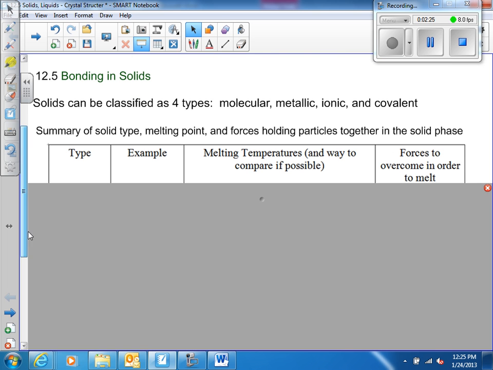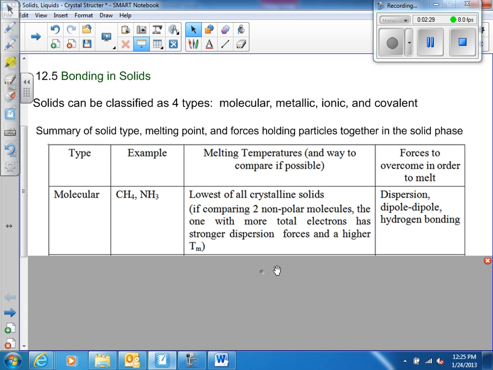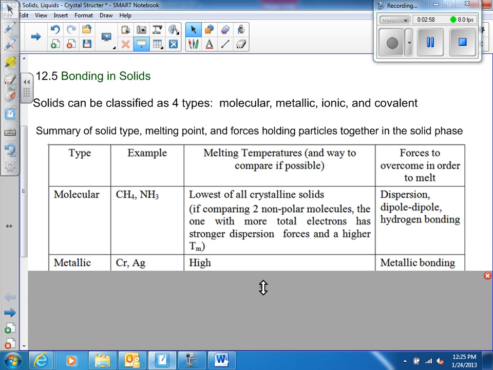All right, so first, molecular. We've actually discussed molecular in section 12.2. Molecular solids have three types of forces: dispersion, dipole-dipole, and hydrogen bonding. We've already discussed that dispersion is the weakest. Next strongest is dipole, next strongest is hydrogen bonding. Now, while hydrogen bonding is stronger than these other two forces, it's actually one of the weakest of all of the types of forces that bind the particles in solids together. You'll see that in a moment.